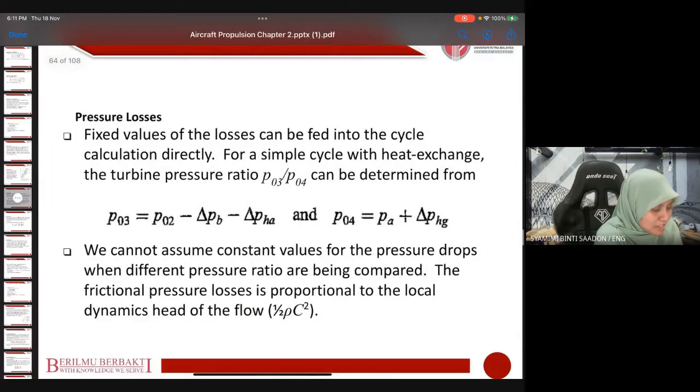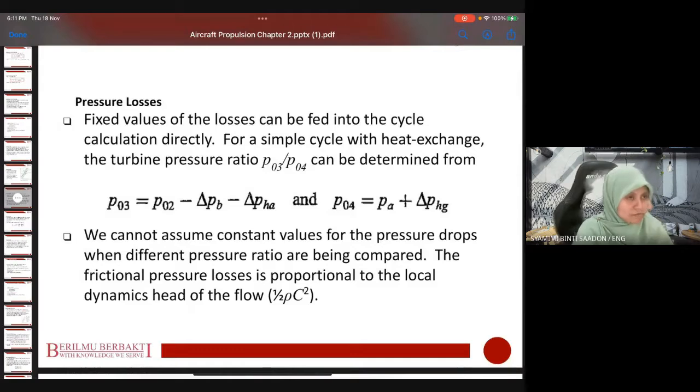Okay, so this is how we calculate the pressure loss. The fixed values of the loss can be fed into the cycle calculation directly. For a simple cycle with a regenerator, the heat exchanger regenerator, the turbine pressure ratio, PO3 over PO4, inlet over outlet for the turbine, can be determined from this. The PO3 will not be equal to the total PO2 anymore.